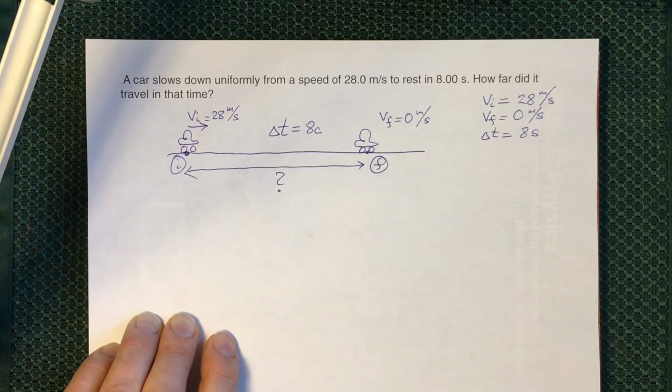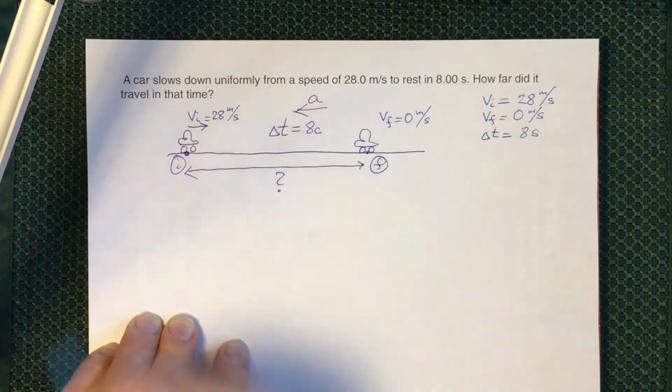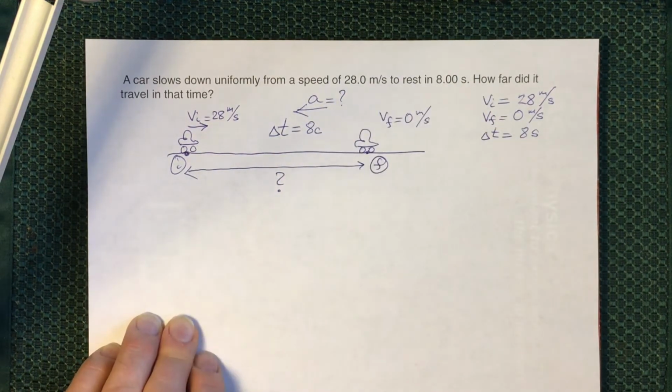Now, look at the condition of the problem. We are told that the car slows down, which means that the car has acceleration, which has to be directed opposite to the initial velocity to be able to slow down the car. So we have acceleration, but we do not know this acceleration at all. We are not asked to find this acceleration, but it's better to indicate that we do have a quantity in this particular case.